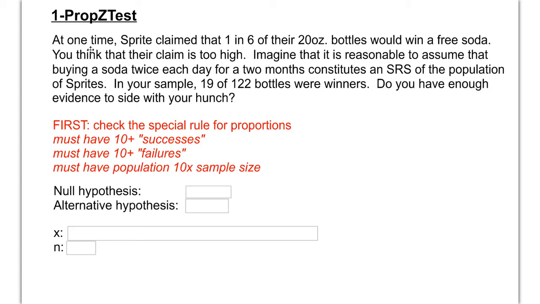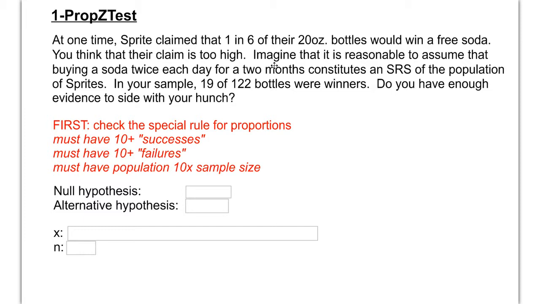So in this example, at one time, Sprite claimed that 1 in 6 of their 20-ounce bottles would win a free soda. You think that their claim is too high, so you're going to challenge the claim of 1 in 6. Imagine that it's reasonable to assume that buying a soda twice each day for 2 months constitutes an SRS of the population of Sprites.